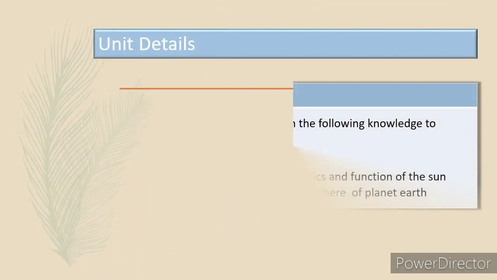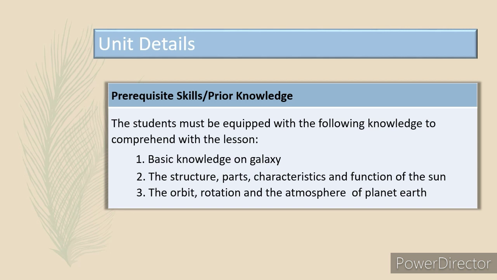We have the unit details. The prerequisite skills or knowledge for the students to comprehend the lesson is that they must have a basic knowledge of the galaxy, the structure, parts, characteristics, and function of the sun, and they are familiar with the orbit, rotation, and the atmosphere of planet Earth.